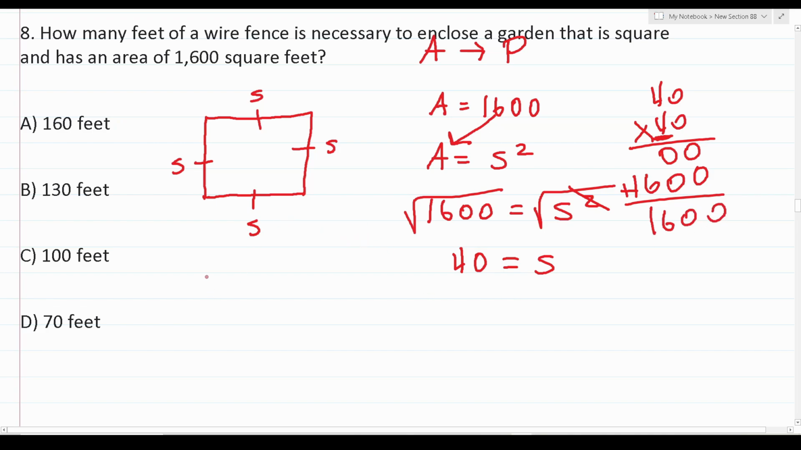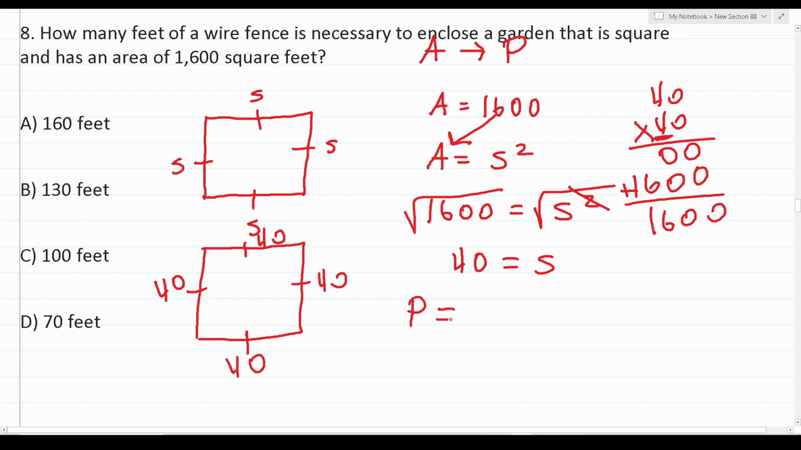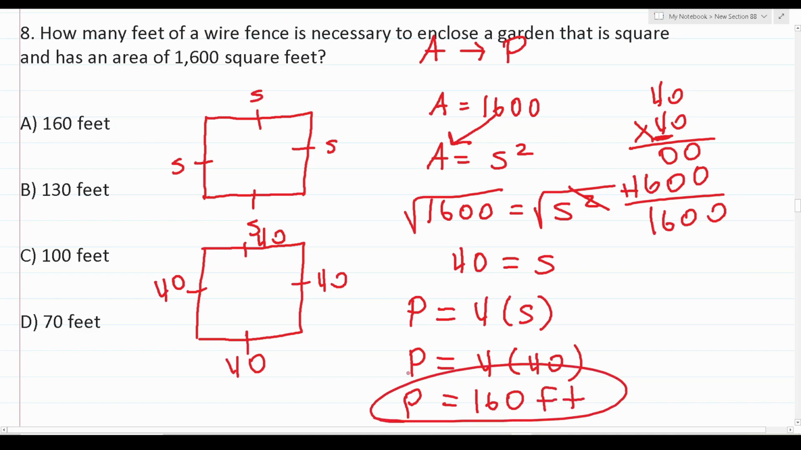So again, we know we're dealing with a square that has sides of 40. And again, now we're just finding its perimeter. To find the perimeter of a square, you do 4 times S. We know the length of the sides is 40, so this becomes 4 times 40. 4 times 40 is, well, 4 times 4 is 16, and just tack on that 0. So for this one, you'll need 160 feet of fence to enclose this square garden that has an area of 1,600 square feet. All right, so that's that one.